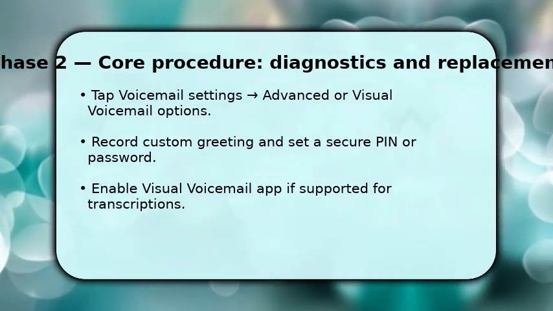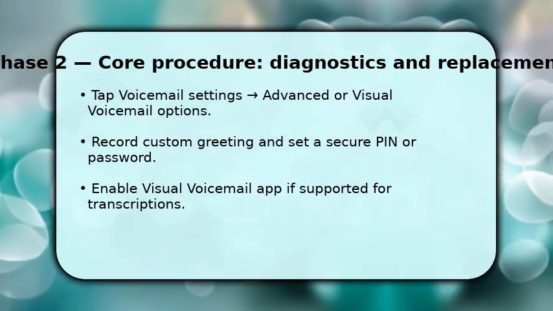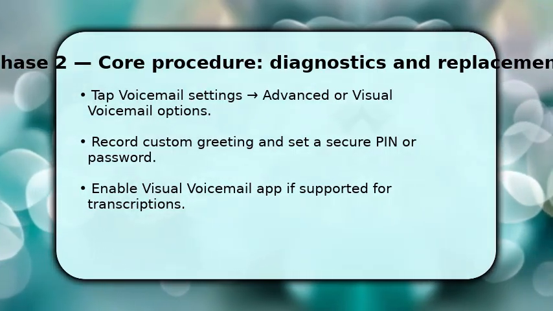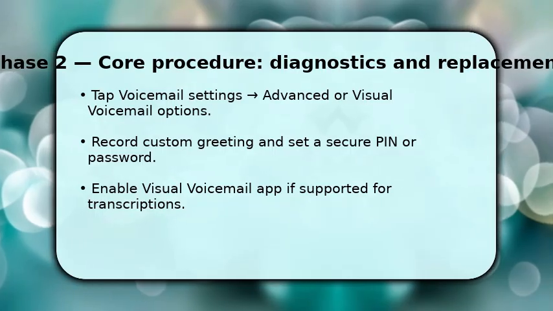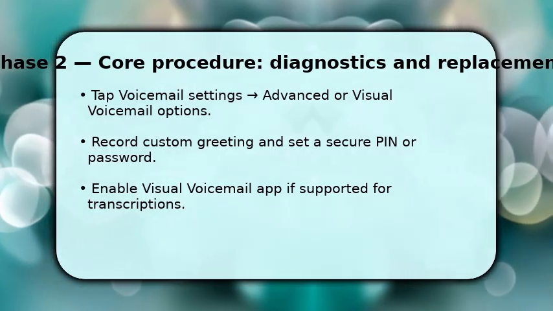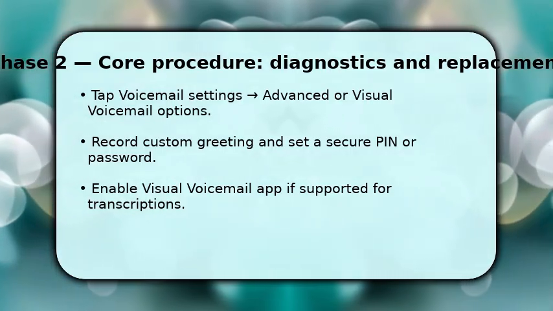If your phone supports visual voicemail, enable it so messages transcribe and appear as a list. This speeds up message triage. Remember, a clear greeting and strong PIN improve usability and privacy.